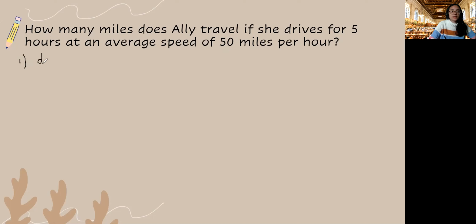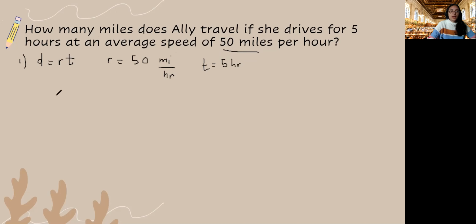We will write our distance formula. Distance is equal to rate times time. And we will write what our rate is given from the problem. So the rate would be her average speed, which we're told is 50 miles per hour. And we would also write our time, which she travels for 5 hours.